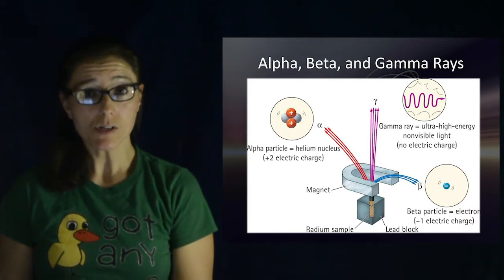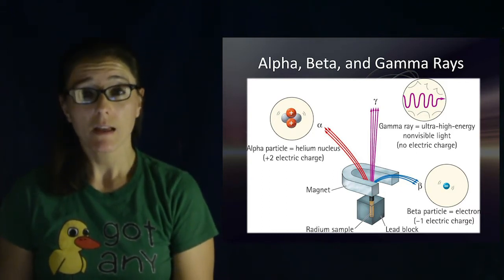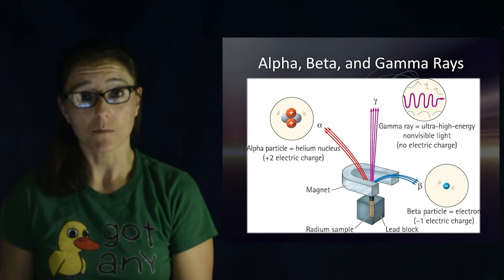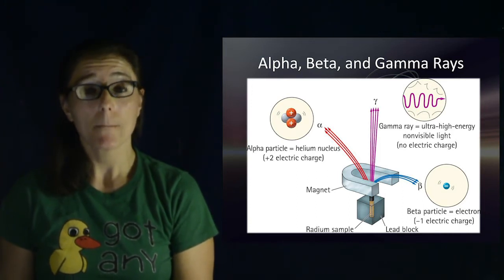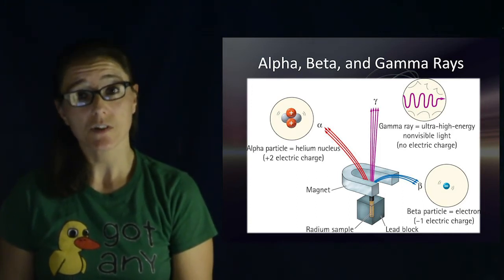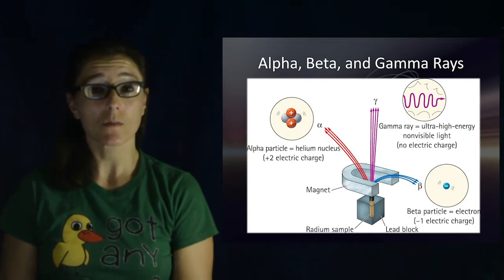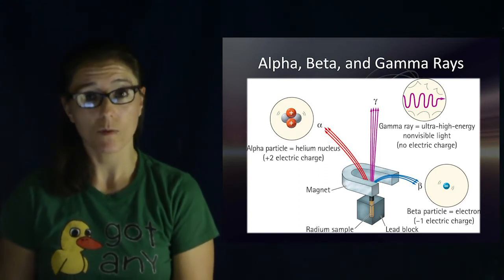Because of the different charges that these particles have, each of them is moved in a different direction when affected by a magnetic field. Beta particles will shoot in an opposite direction from alpha particles, and gamma particles will go undeterred, undeflected through a magnetic field.